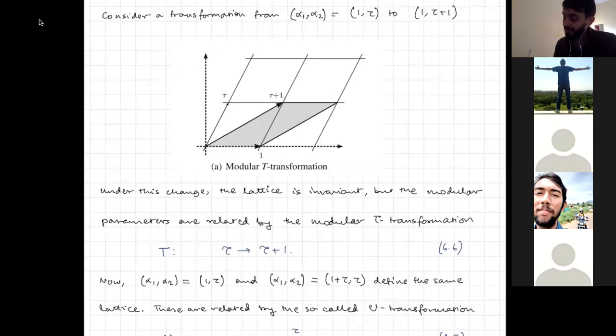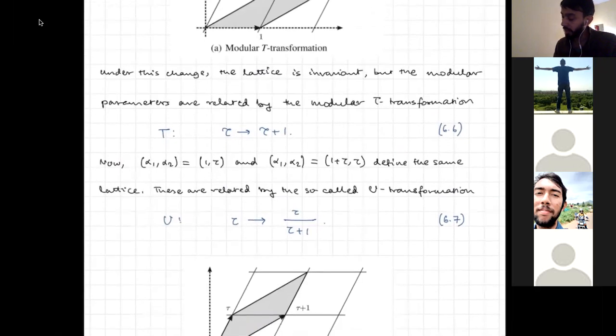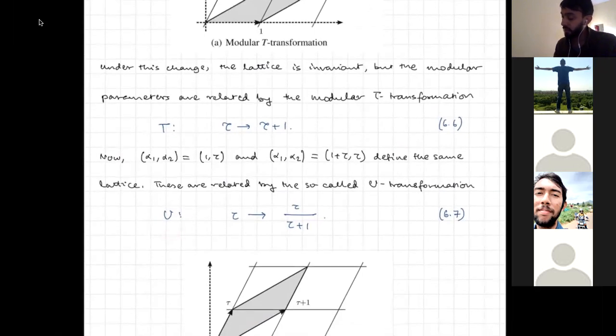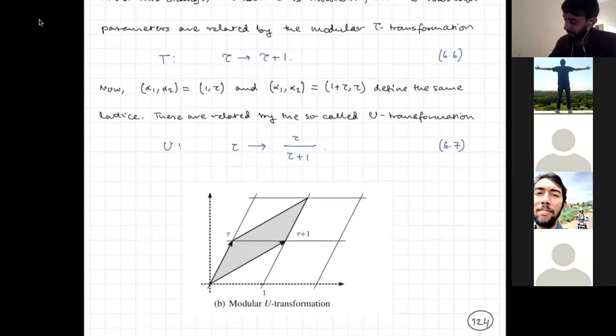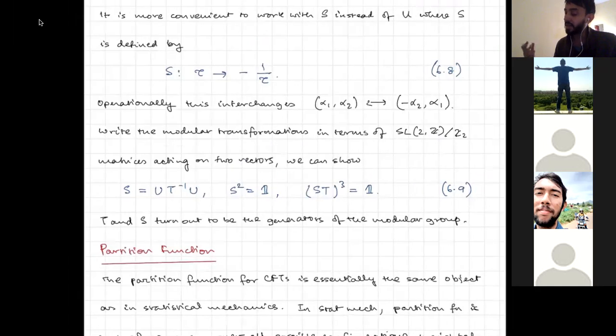These were called D transformations and U transformations, or equivalently, you could have T transformations and S transformations, where S takes tau going to minus 1 over tau. These are called the T and S transformations. These are going to be the ones that generate the group. For more on this, I advise you to look at the yellow book and look at problem 10.2. So chapter 10, problem number 2 is something that I would like you guys to do. So have a look at that.